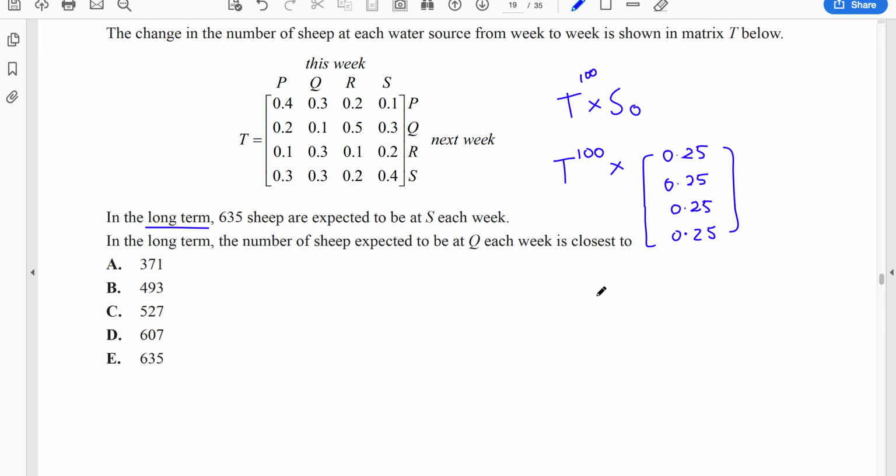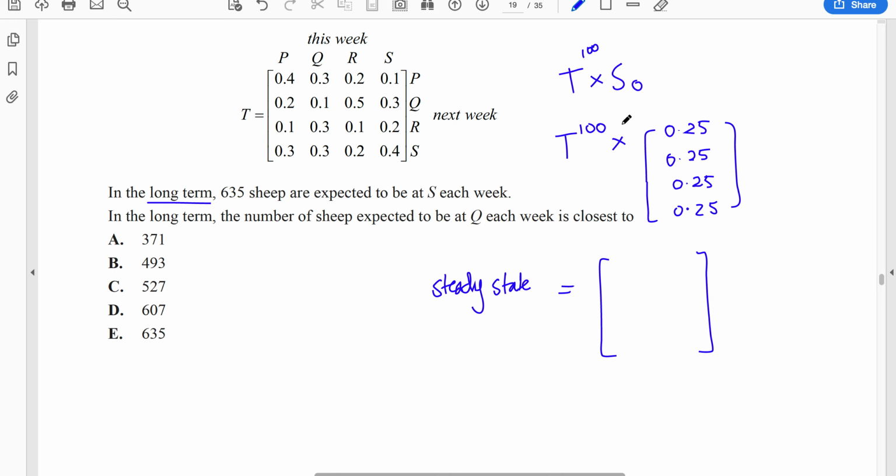Now, I'm not going to do it on my calculator just because of timing. It's a 4x4 matrix, it will take forever. But in terms of steady state, if I apply this, this is our P, Q, R, S, you're going to get values come out. And they're giving you a proportion. So not giving you actual values, they're giving you really a percentage of how many are ending up in each of the locations.